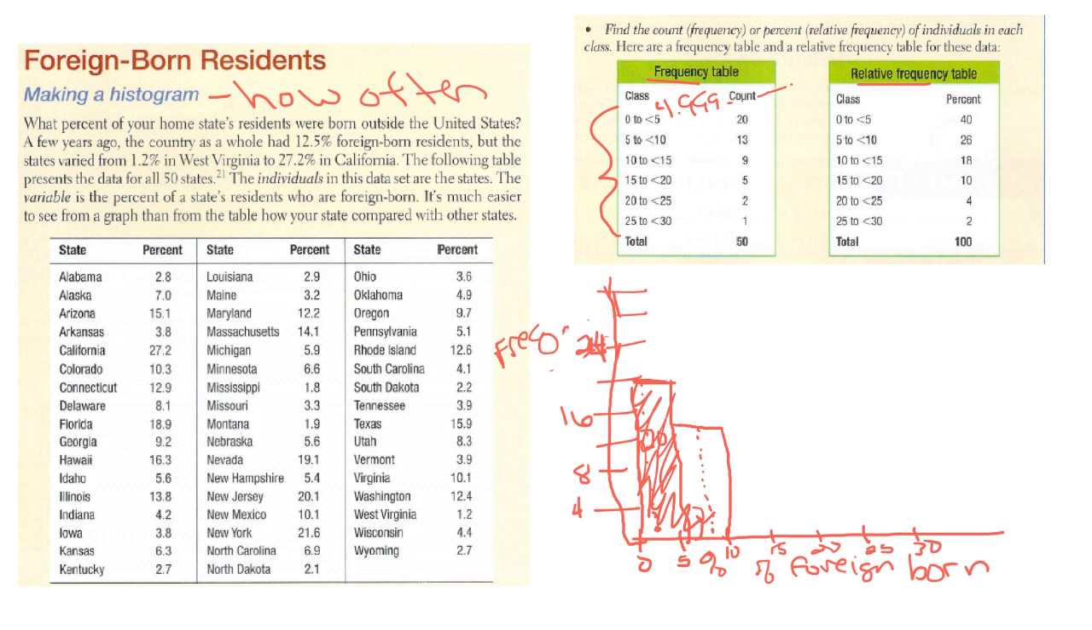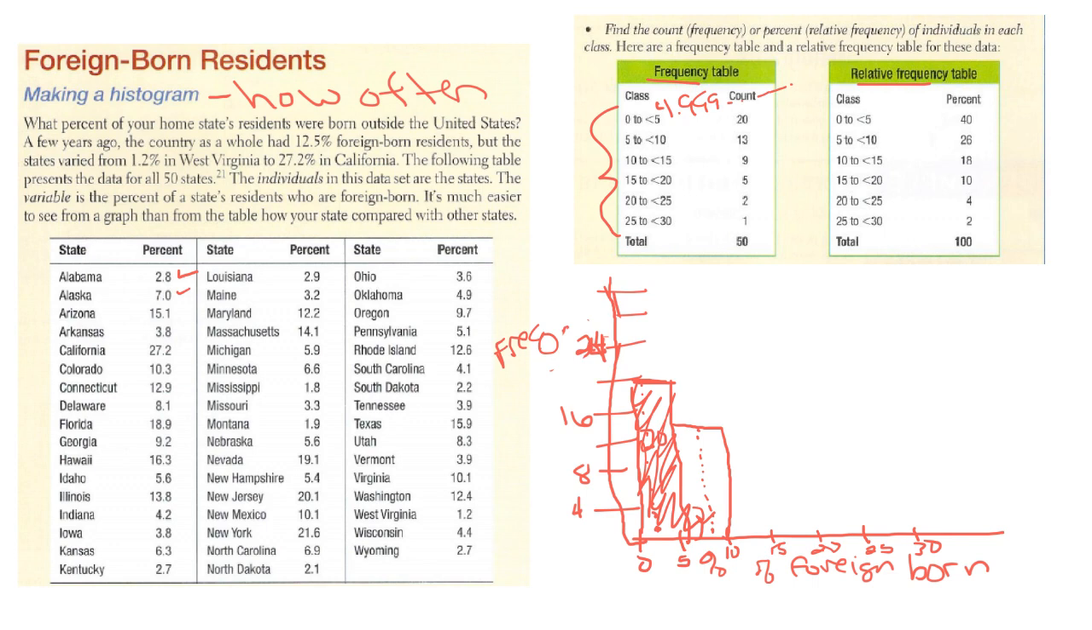So for instance, Alabama would fall in the first bin. Alaska would fall in the second bin. I can't tell by looking at this histogram that Alabama is 2.8%. All I can tell is that there are 20 states that have less than 5%.